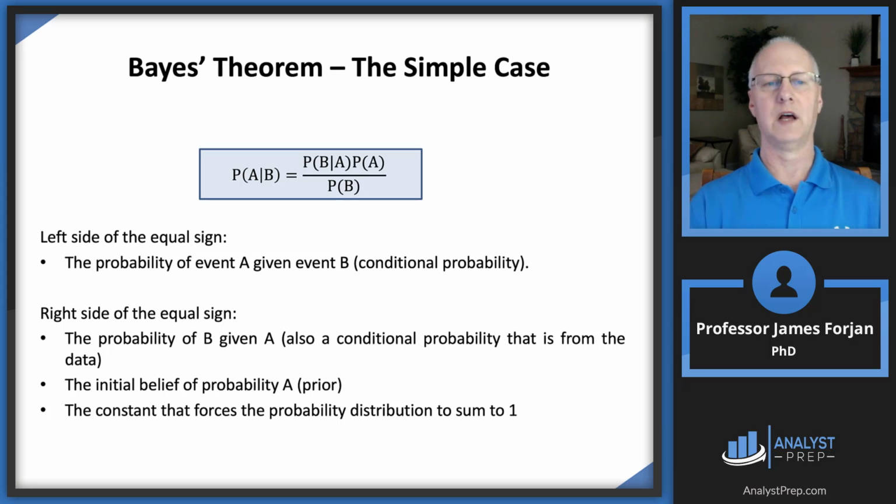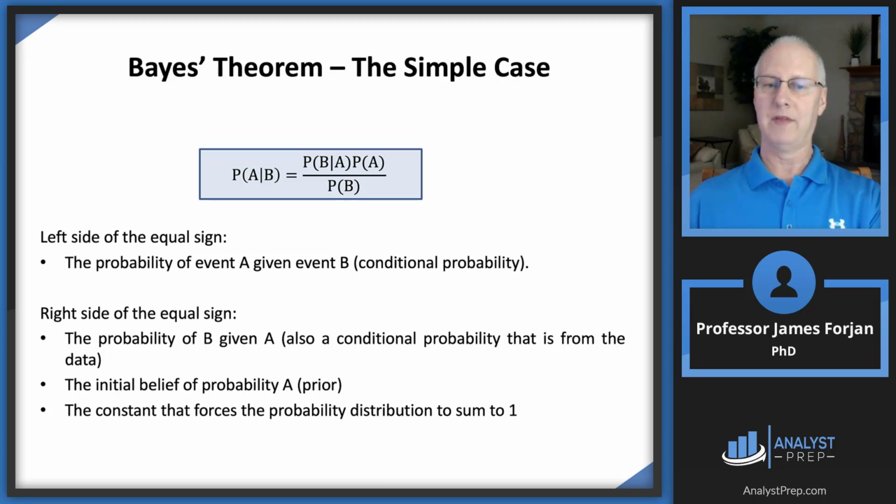Let's take a look at a simple case here. So here's the Bayes formula. On the left-hand side of the equal sign, we have the probability of event A given that event B has occurred. That's called a conditional probability. And that's equal to, on the right side of the equal sign, we're going to take a ratio. The probability of B given A, this is also a conditional probability, but this is taken from the data.